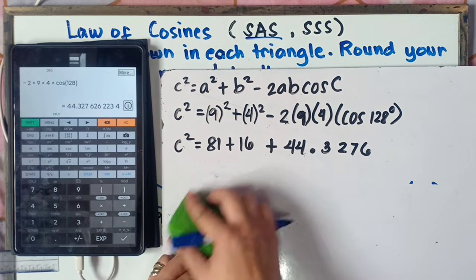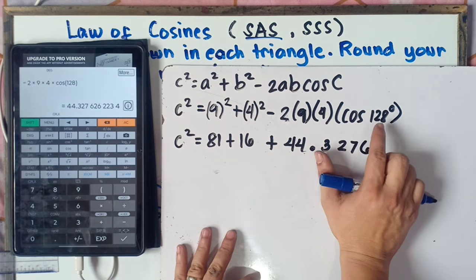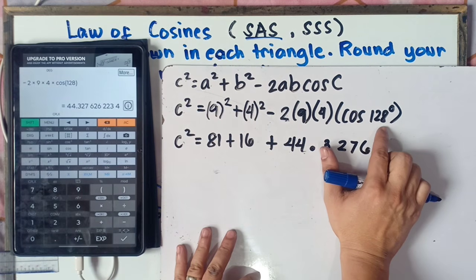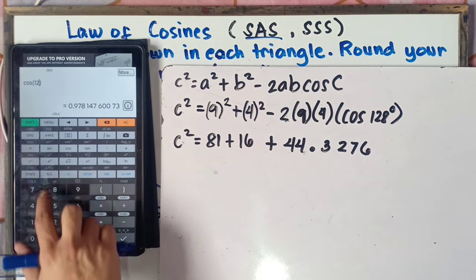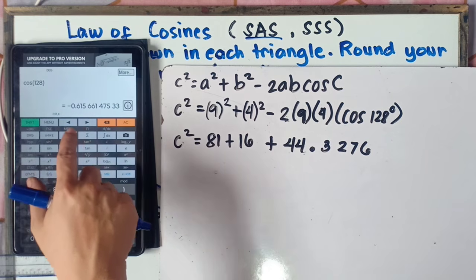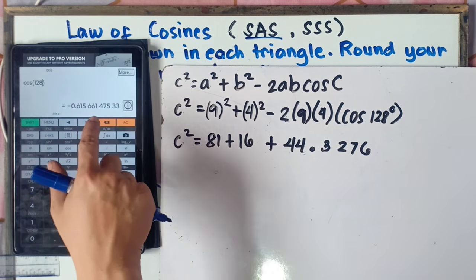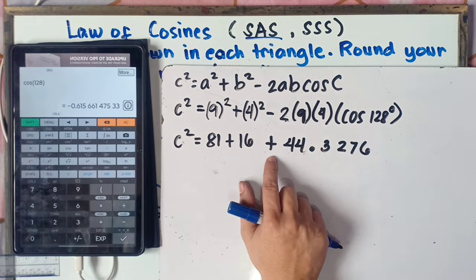But, once again, class, the problem right here, if we get the value of cosine 128 degrees, the answer, class, is negative. Let's try that one, class. Cosine 128 degrees. The answer, class, is negative 0.615614. Now, if you multiply negative times negative, that's why, class, you have positive.